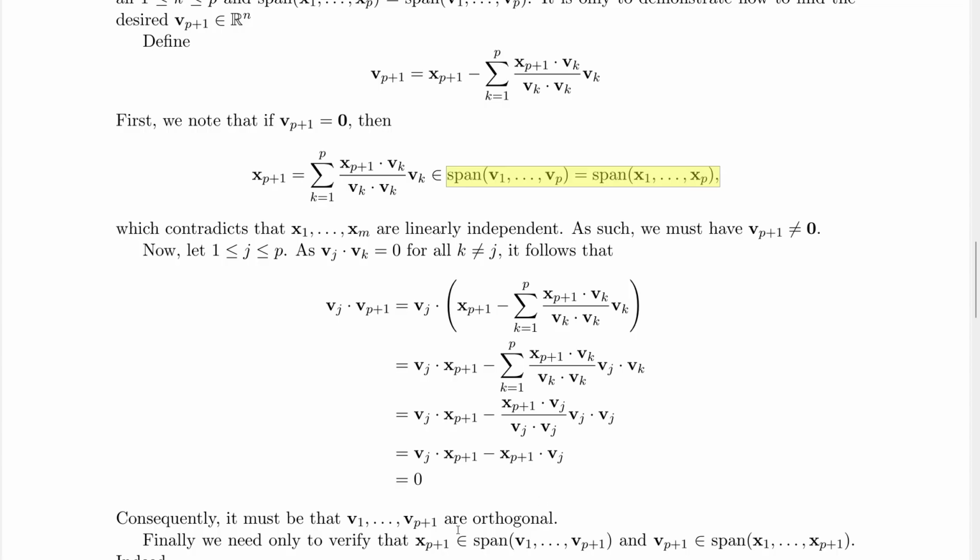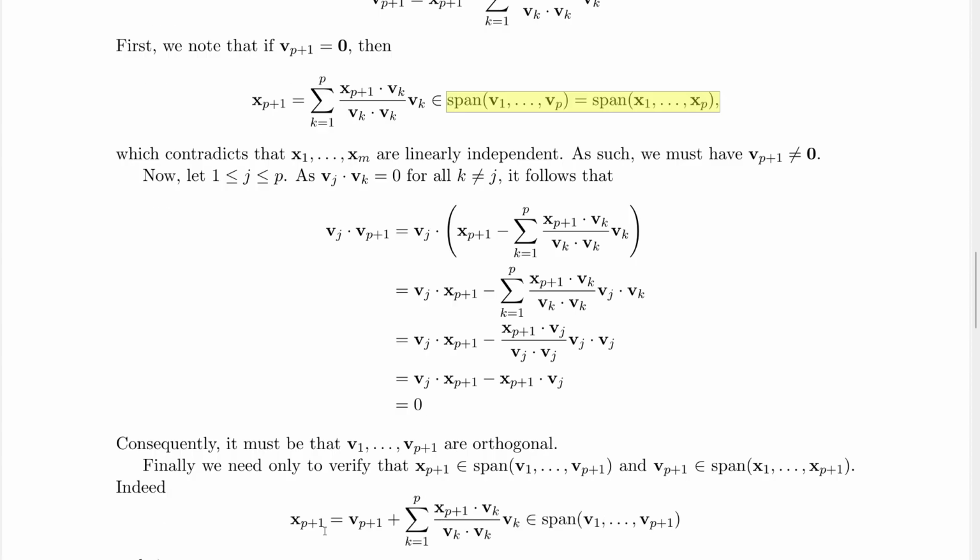And this is immediate from the construction, right? VP plus 1, we already noted, is equal to this linear combo, and that lives in the span of V1 to VP plus 1, because again, it's a linear combo of those elements.